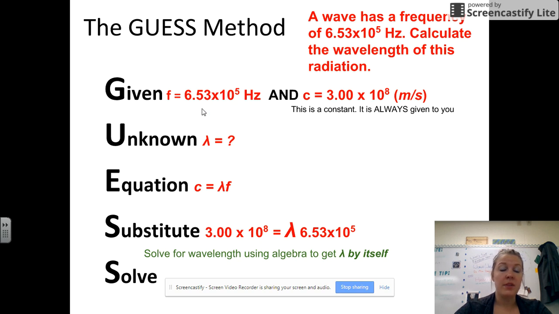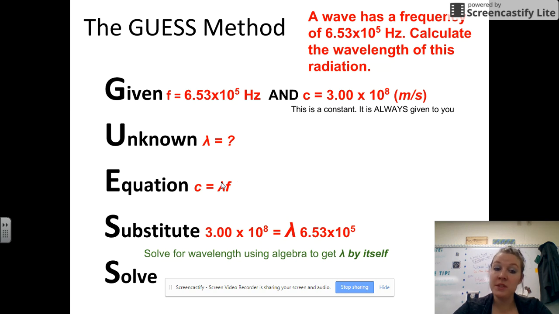Okay. The unknown, it says that we're going to be looking for the wavelength, calculate the wavelength, so we're looking for lambda. Lambda equals question mark. The equation that we're going to use, remember we have two choices. We could use energy equals Planck's constant times frequency, or we could use speed of light equals wavelength times frequency. We're going to be using this formula because it's talking about wavelength. So we're going to use the one with wavelength in it.